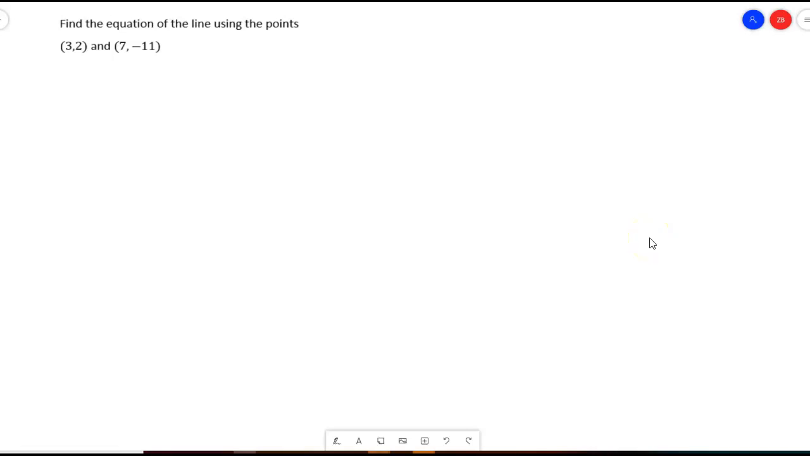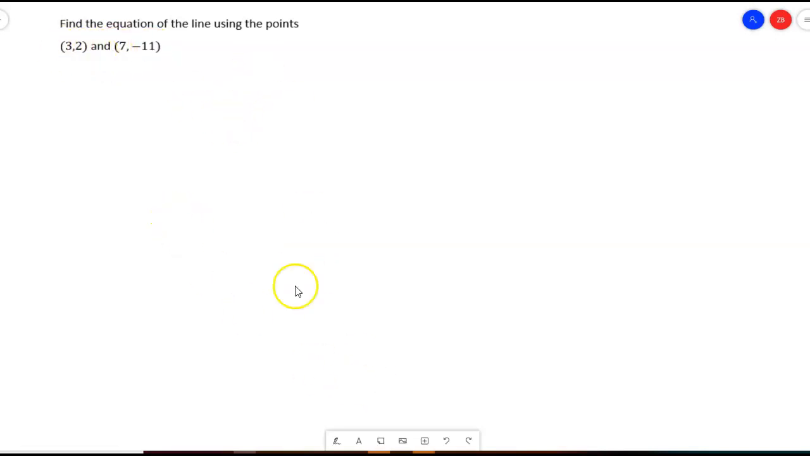Hi, this is Mr. Beckstrom, and today I want to take a look at a problem from section 3.2. This is on building linear models from data, and we want to find an equation of a line using these 2 points here. So it's going through those 2 points.